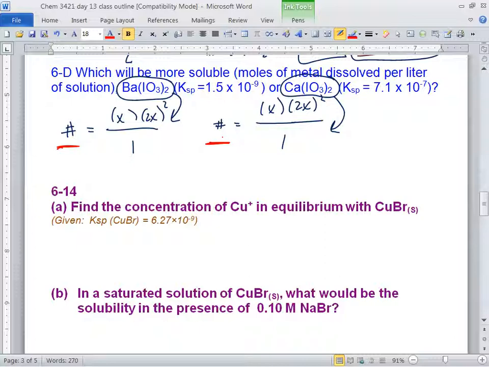And the bigger Ksp is for which compound? The calcium iodate, right? It's only 10 to the negative 7. This is 100 times more insoluble. Or think of it this way, this is 100 times more soluble. So calcium iodate.